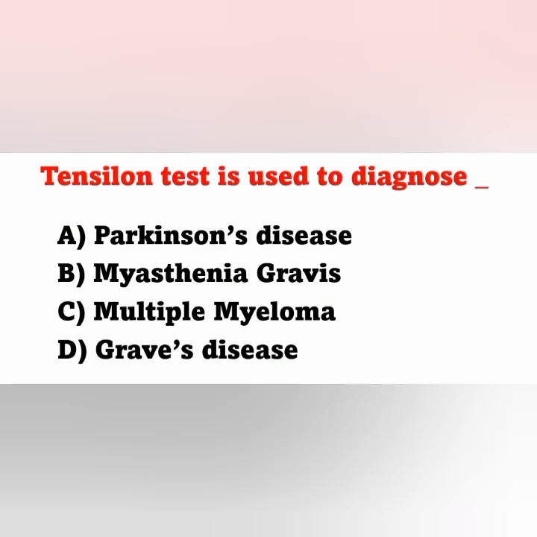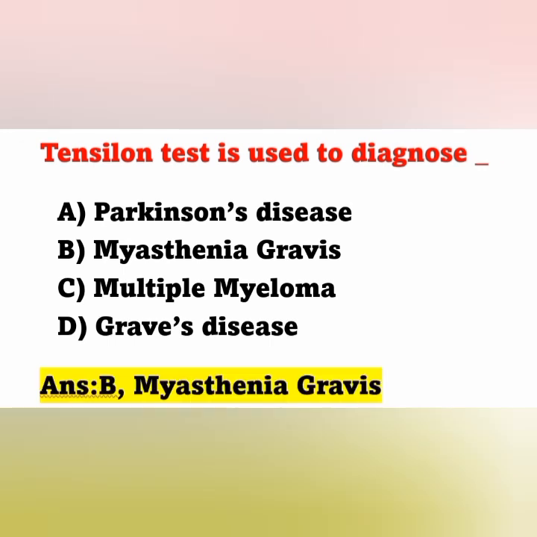The next question. Tensilon test is used to diagnose options: option A Parkinson's disease, option B myasthenia gravis, option C multiple myeloma, option D Graves' disease. Tensilon test is used to diagnose myasthenia gravis. Option B is the correct answer.